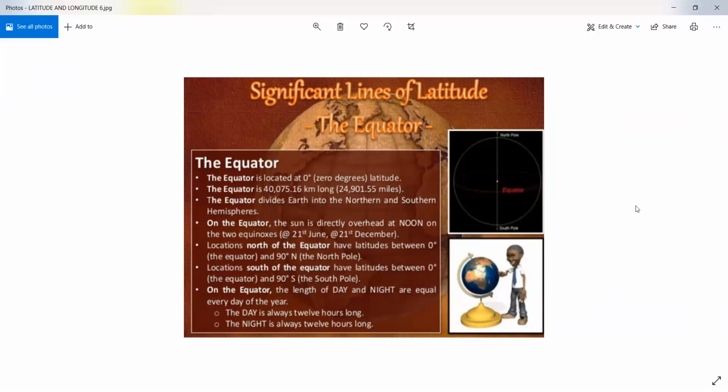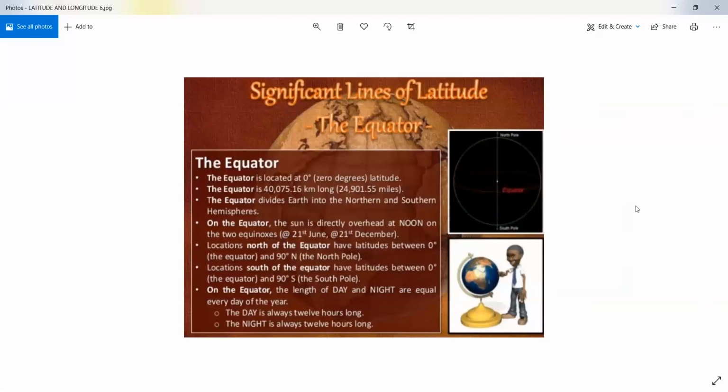Now we're going to talk about significant lines of latitude. The equator. The equator is located at 0 degrees latitude. The equator is 40,075.16 kilometers long, which is 24,901.55 miles. The equator divides Earth into the northern hemisphere and the southern hemisphere. On the equator, the sun is directly overhead at noon on the two equinoxes, 21st June, 21st December. Locations north of the equator have latitudes between 0 degrees the equator and 90 degrees the North Pole.